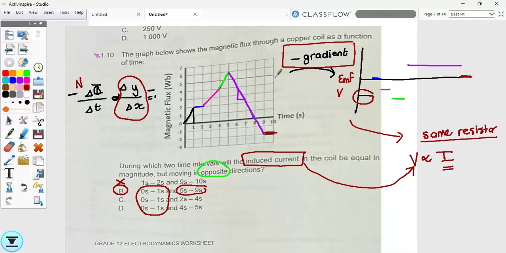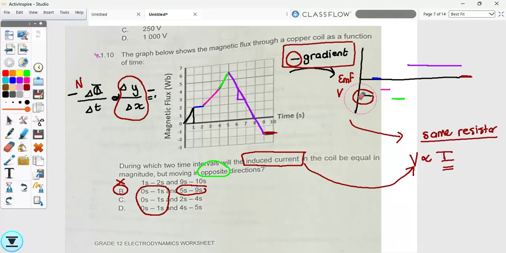So the steeper the gradient, the bigger the EMF. The flatter the gradient, the smaller the EMF. And also because of this negative here, if the gradient here is positive, the EMF here is going to be negative because of Lenz's law. So for that first little bit, I'm actually going to just redraw this one as we go.